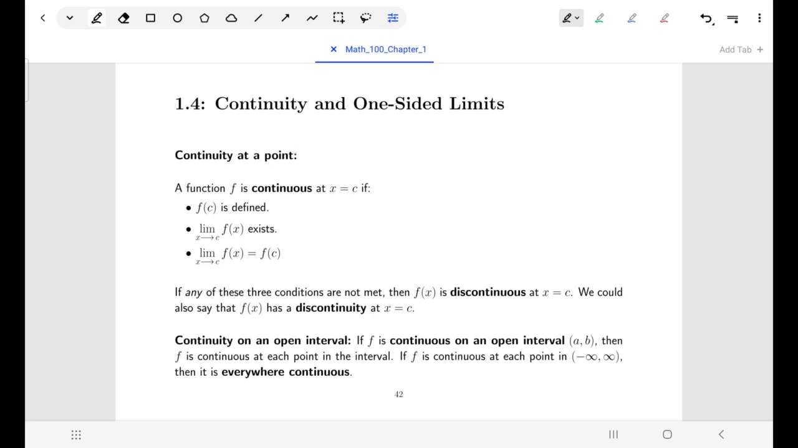So first we have continuity at a point, and then we extend it further and say continuity on an open interval. If you're continuous on every point inside that open interval, then you are continuous on that open interval. So there we go. That's what continuity over an interval means. And of course, if you wanted to go one step further and say, what if something's continuous for all real numbers, then you could say it's everywhere continuous.